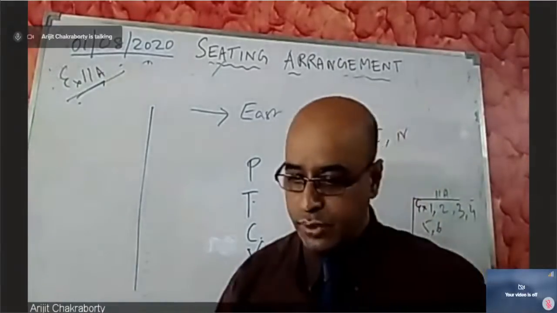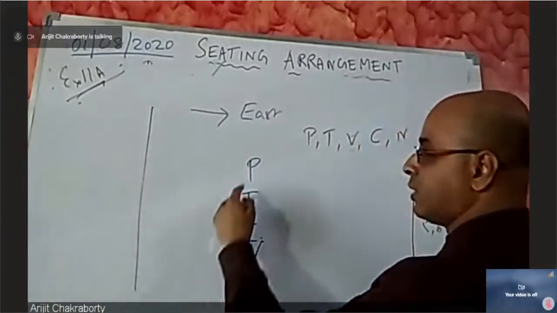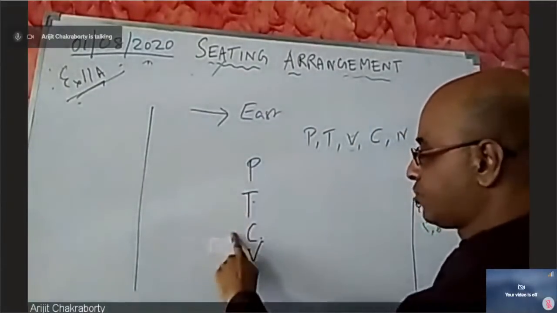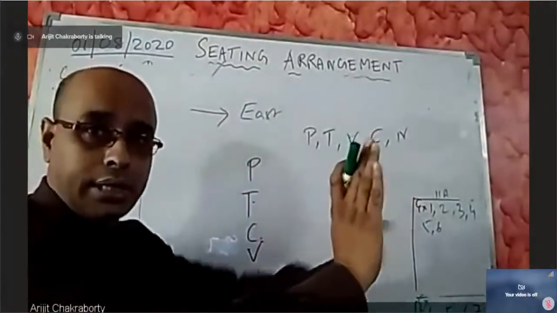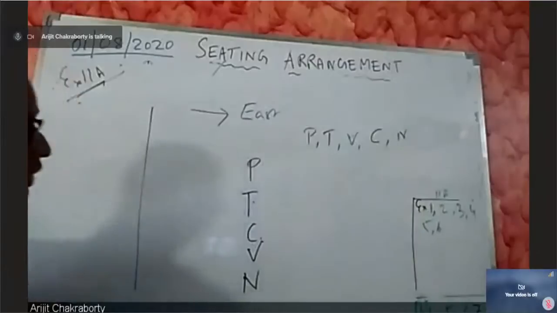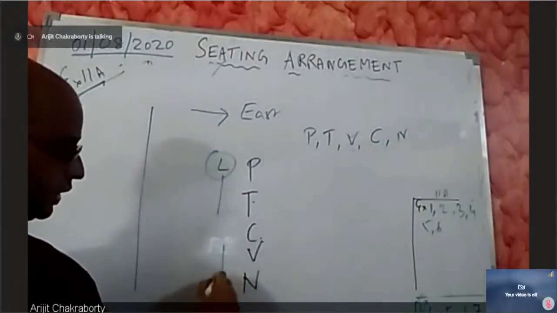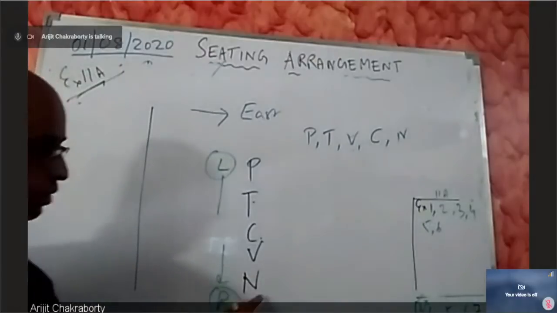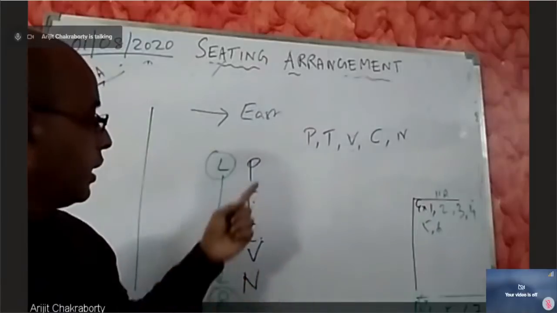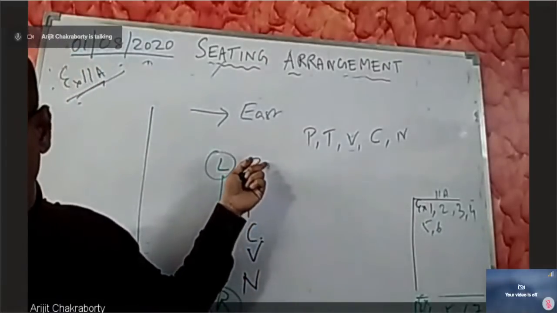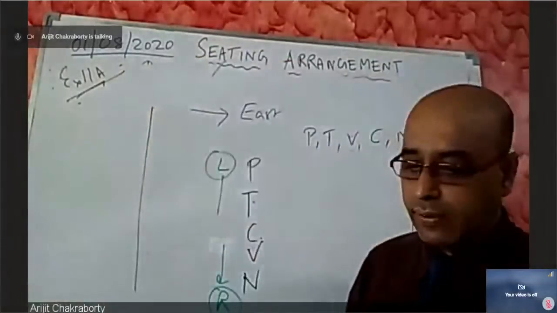Now the next condition: Vipin is fourth from the left. So they are standing like this. Vipin is fourth from the left: 1, 2, 3, 4. Please note they are standing facing east. So the left side is here and the right side is here. Nakul is on the extreme right-hand side, and P is Pavan, on the extreme left-hand side. So the order is P T C V N.